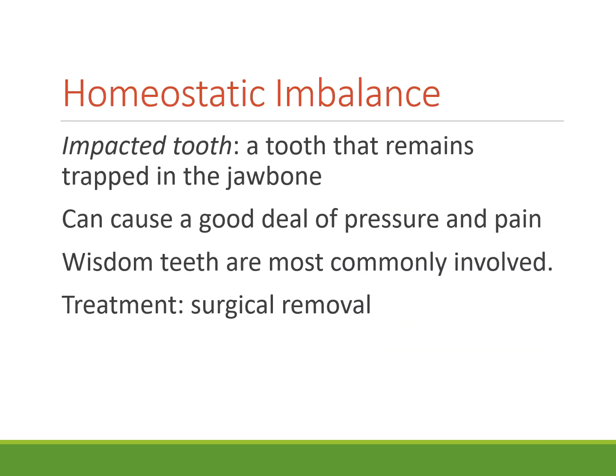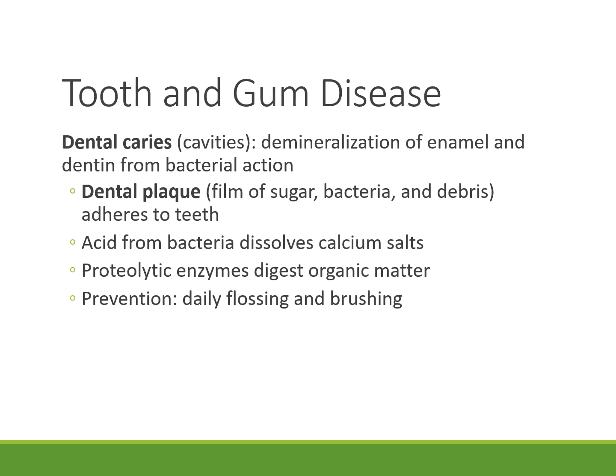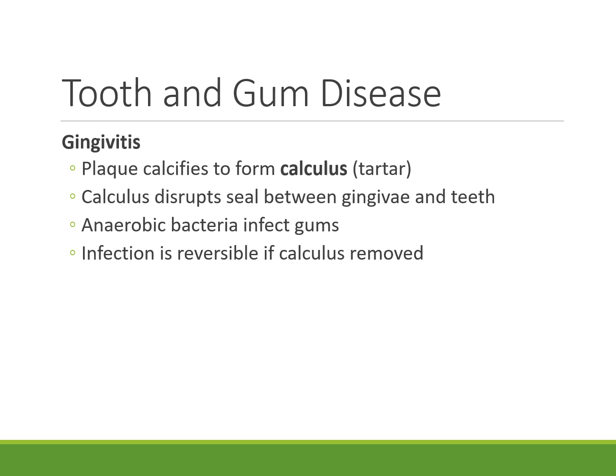An impacted tooth is a tooth that remains trapped in the jawbone. So that happens often with wisdom teeth. And it can cause a lot of pressure and pain, and so they surgically remove them. Dental caries is just a big old fancy name for cavities. This is demineralization of the enamel and dentin from bacterial action. Plaque is a film of sugar, bacteria, and debris, what we call a biofilm, that attaches to the teeth. It's the acid from the bacteria that dissolves the calcium salts, and the proteolytic enzymes digest the organic matter. The prevention for this is daily brushing and flossing.